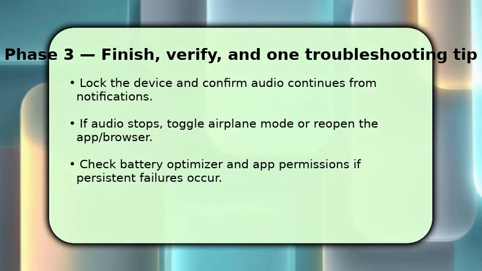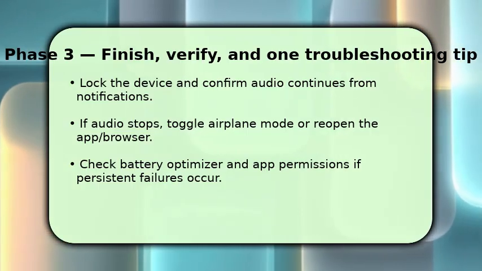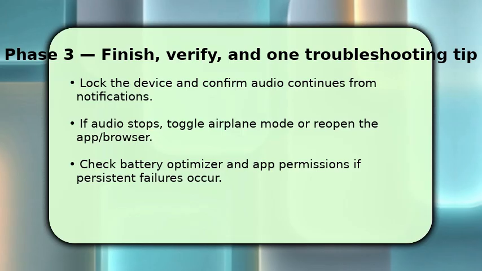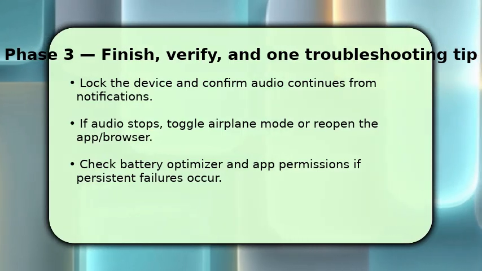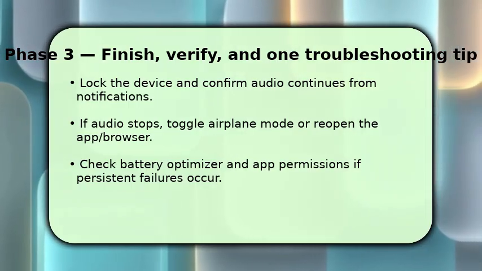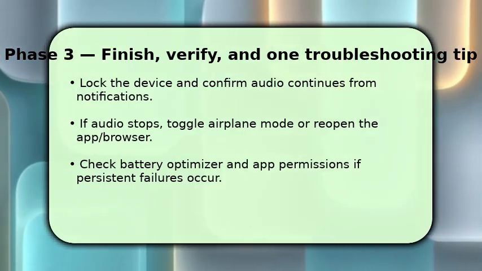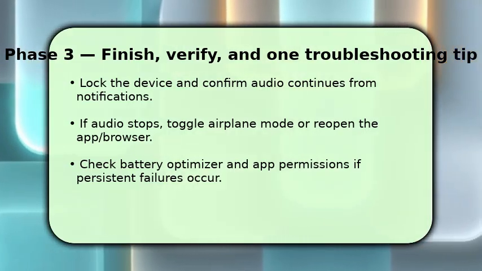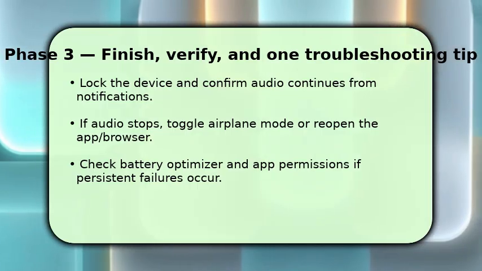If audio stops, first reopen the app or browser and press play. Sometimes the OS suspends background tasks and a quick resume fixes it. If problems persist, disable battery optimization for YouTube, check background data permissions, or try toggling airplane mode briefly to reset the network. One troubleshooting tip: clear the app cache or restart the phone.